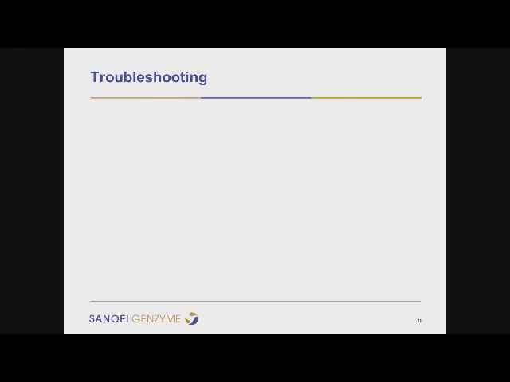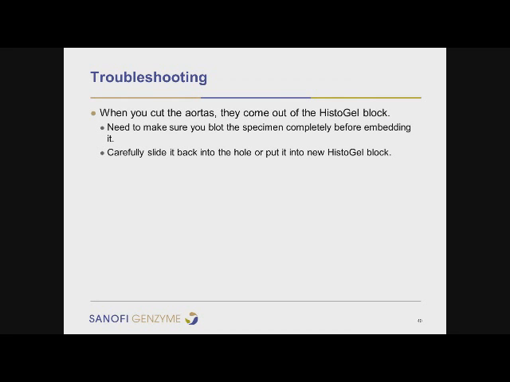Before we go on to the second embedding, I just want to talk about a little troubleshooting. So when you cut those aortas with the razor blades, if they come out of the histogel block, you can do a couple things. It's important, though, like I said before, to make sure that you blot that specimen completely, because chances are it came out because there was a little bit of liquid left around it. So you can either carefully slide it back into the hole or you can put it into a new block of histogel.